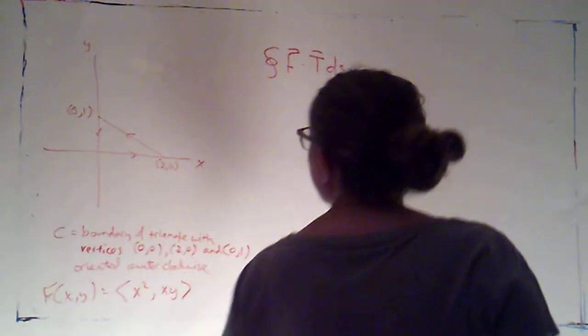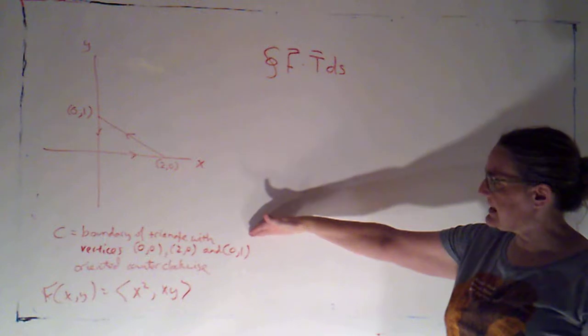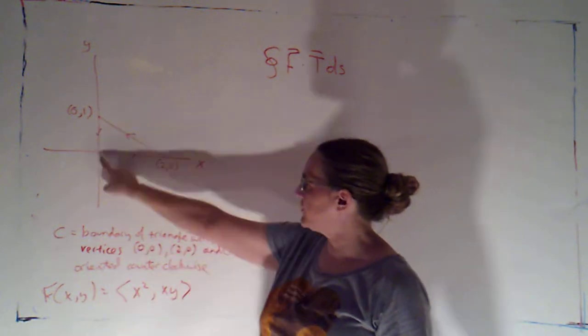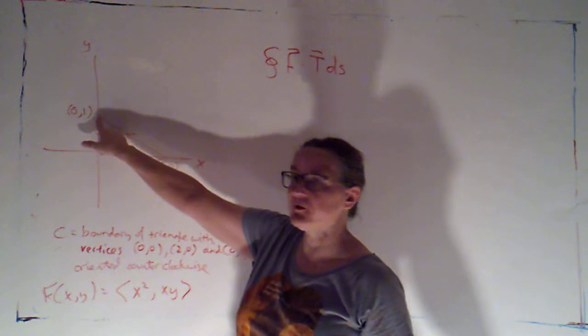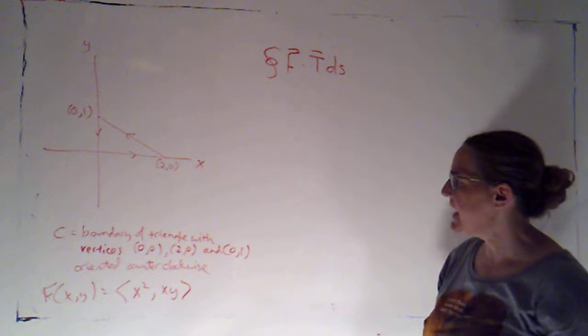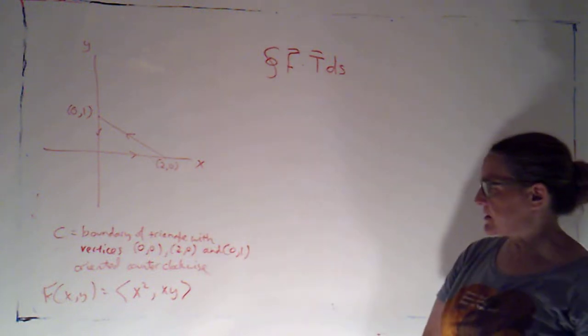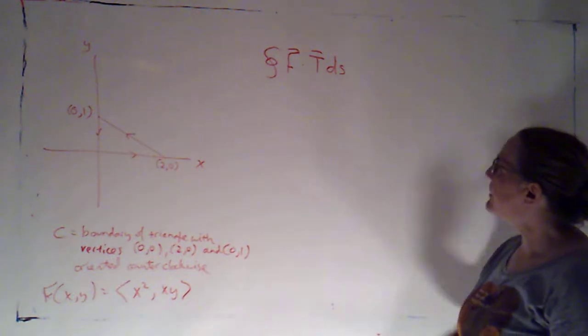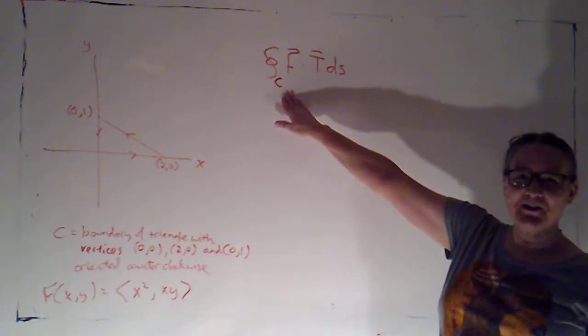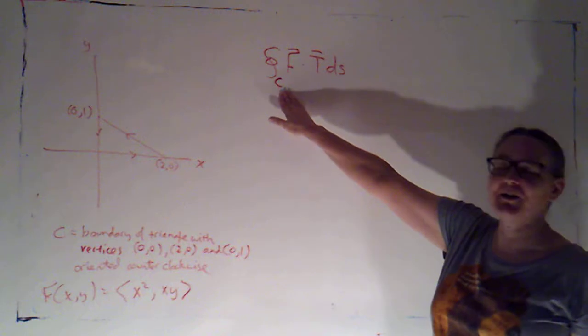Okay, for this problem, C is the boundary of this triangular region here. So it's the triangle with vertices at the origin, (2, 0), and (0, 1). It's oriented counterclockwise. We've got this vector field F = ⟨x², xy⟩, and I want to evaluate the work integral I get using F going around C.